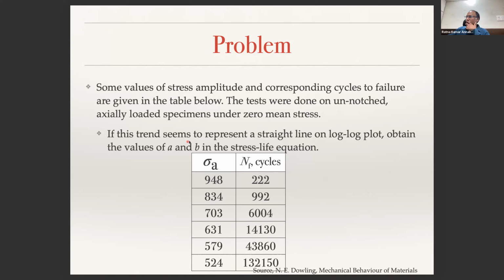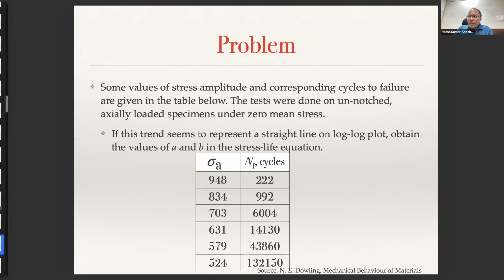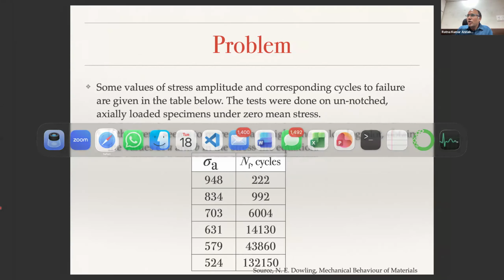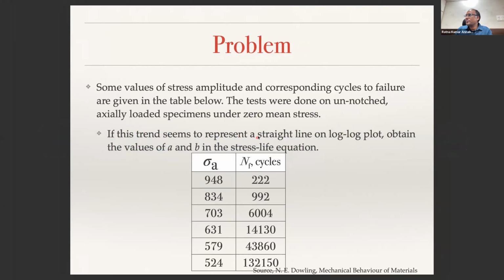And now, if this trend represents a straight line on a log-log plot, then what will be the values of A and B? This is the test data for stress amplitude and corresponding cycles to failure. The tests were done on unnotched axially loaded specimens with zero mean stress. That is the scenario. So now how do we go about it? Can you come up with some ideas as to how to go about such a scenario?